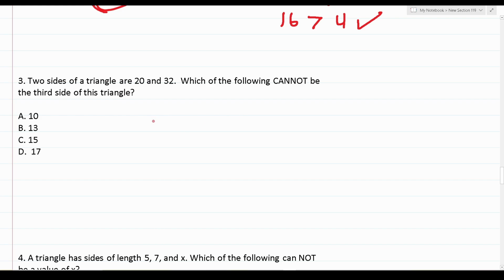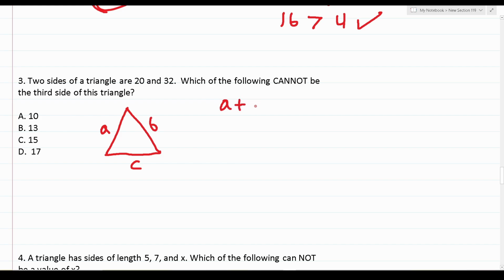Which of the following cannot be the third side of this triangle? Of course, we now know that we can use the Triangle Inequality Theorem to figure this out. And that says this: if you have a triangle, the sum of two sides has to be longer than the third side. And of course, we can label this A, B, and C. And that looks like this.